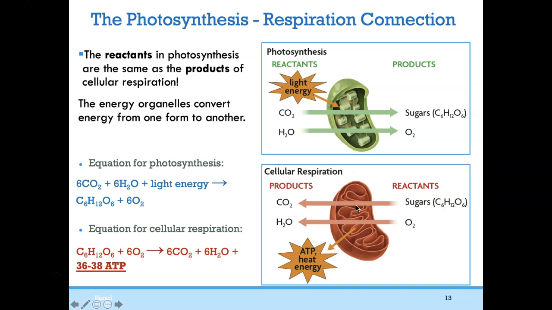So what these organelles, the chloroplasts and the mitochondria, are doing is just converting one form of energy to another. Right? These are like little conversion factories. The chloroplasts are converting solar energy into chemical energy of sugar. The mitochondria convert the chemical energy of sugar into the chemical energy of ATP. And of course, heat is lost anytime you transfer energy from one form to another. So make sure you're familiar with these equations.